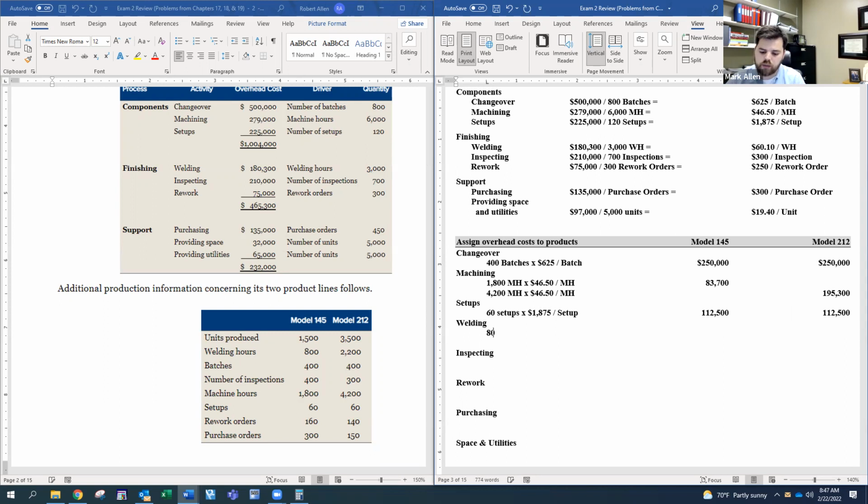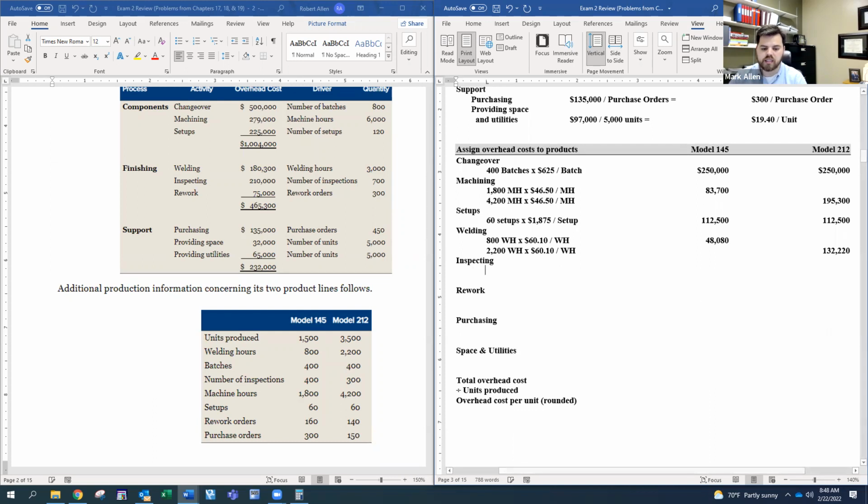Now for welding, we'll see that we have 800 welding hours for model 145. Our welding rate was $60.10 per welding hour. And so when we do that math, this is $48,080. Now we'll come down, continue doing this for the other piece for model 212. This is 2,200 welding hours times $60.10 per welding hour. And that comes out to $132,220.